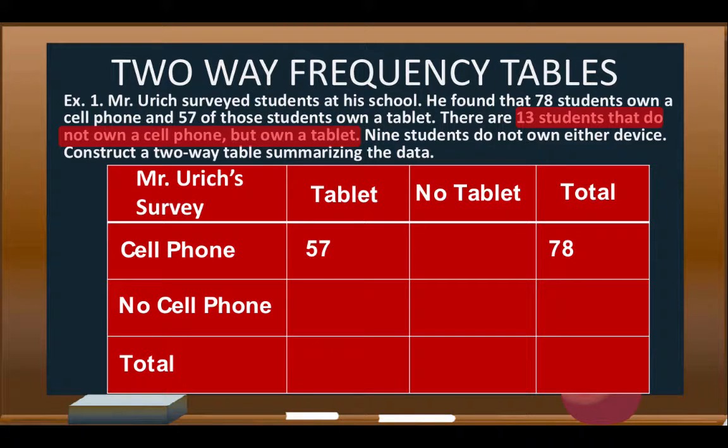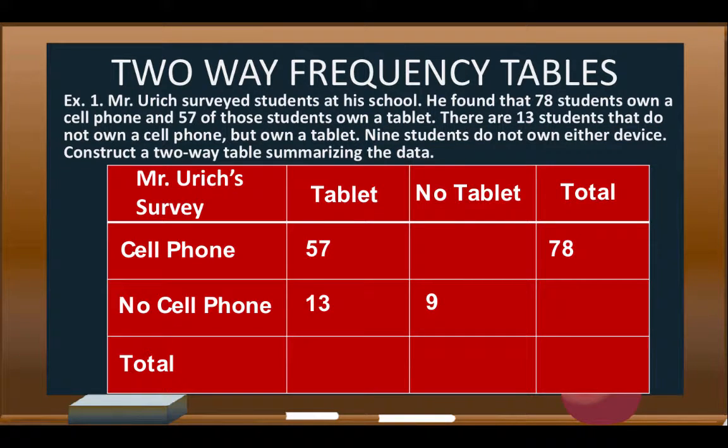Next it says 13 students. There are 13 students that do not own a cell phone, but they do own a tablet. So we're going to go to no cell phone and tablet, and that's going to be 13. And then 9 students do not own either device. So that's going to be no cell phone and no tablet.